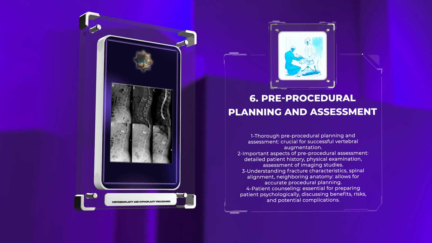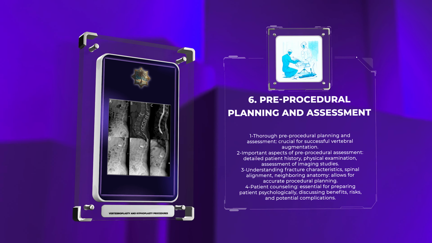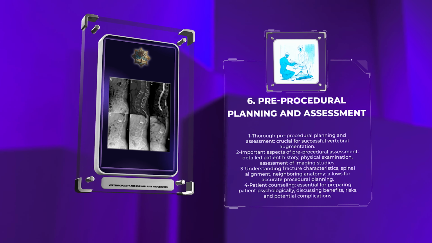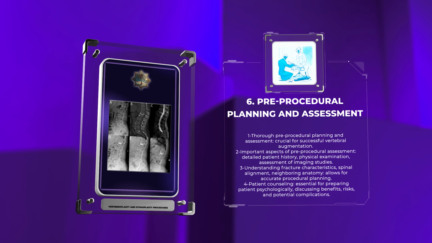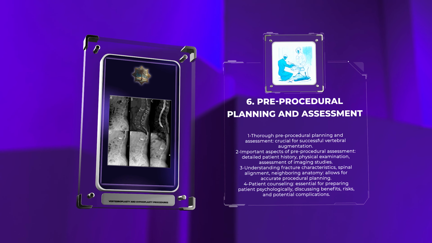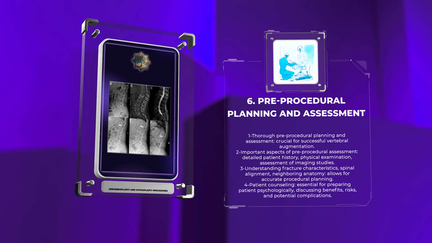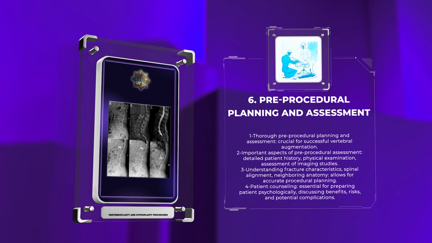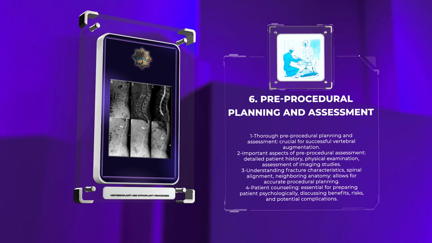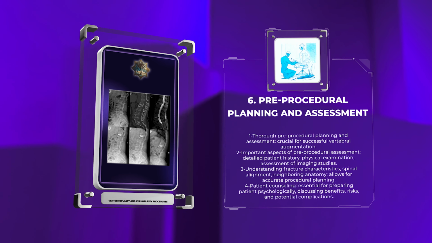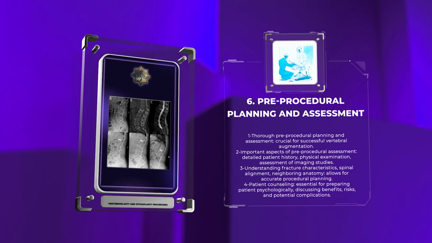Thorough pre-procedural planning and assessment are crucial for successful vertebral augmentation. This includes a detailed patient history, physical examination, and assessment of imaging studies. Understanding the fracture characteristics, spinal alignment, and neighboring anatomy allows for accurate procedural planning. Preparing the patient psychologically and counseling them regarding the procedure's benefits, risks, and potential complications are also essential aspects of the pre-procedural assessment.